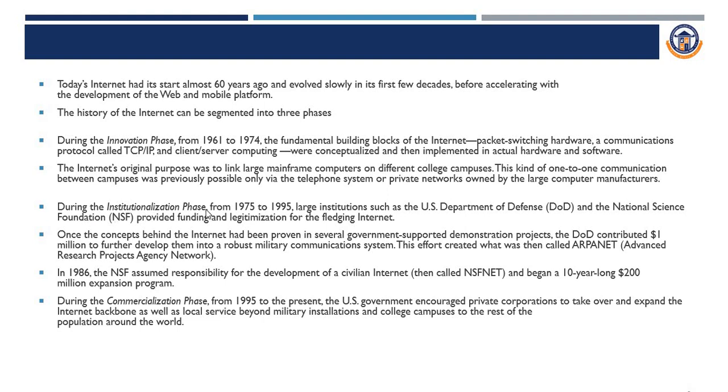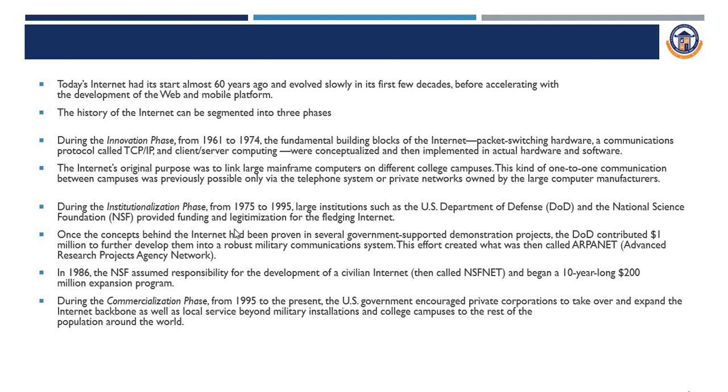After that, the institutionalization phase started in the years 1975 to 95, which connected large institutions such as the US Department of Defense and the National Science Foundation, which provided the funding and legitimation for the fledgling internet. Once the concept behind the internet had been proven, several government supported demonstration projects followed. The DoD contributed around $1 million to further develop them into a robust system. This is how the internet evolved, and it is now in every common individual's hand.